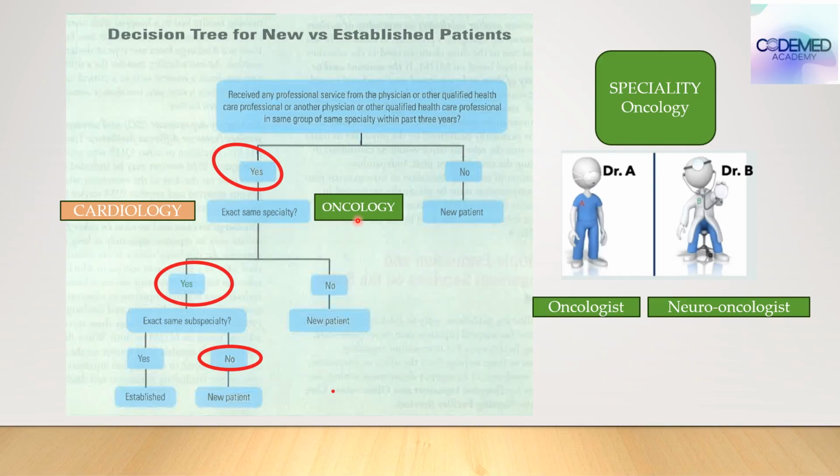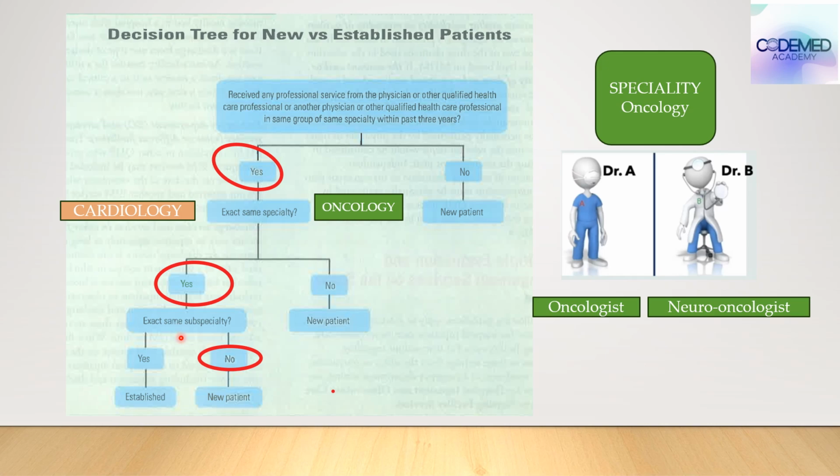Okay, like last year he has taken from oncology, this year also he has taken from oncology. So for the oncology department he is an established patient because he has taken the service within the 3 years gap and from the same department. But suppose last year he has taken the service from cardiology and this year he is taking a service from oncology, then for oncology he becomes a new patient. Okay, this is very important. Now let's assume that last year also he was from oncology, this year also he is taking from oncology. Let's say he is a cancer patient. So yes, then he is an established patient.